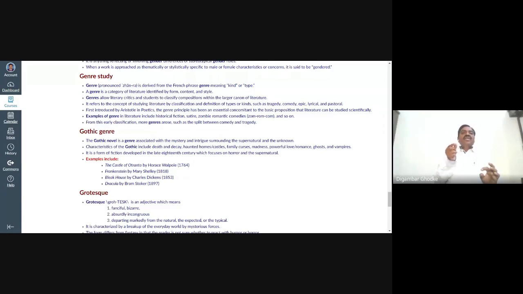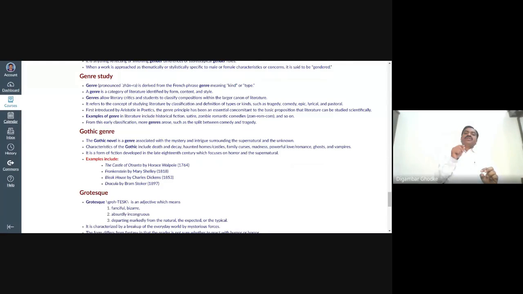So a genre is a category of literature which is classified by its form, its content and style. Taking into account its form, content and style, we call it a poem, we call it a novel, a fiction, we call it a play. So we take into consideration the form, first of all, the way the story is presented, then the content, the message it tries to give, and the style, the way it is presented.